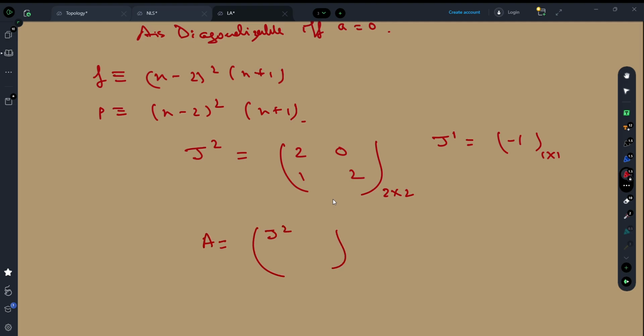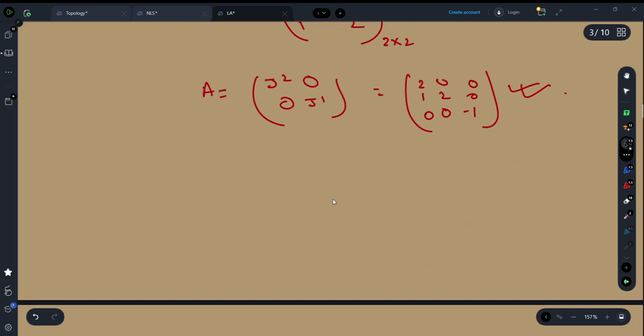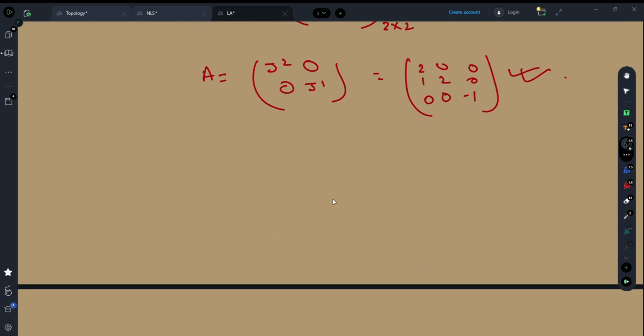The Jordan block for the eigenvalue 1 will be a 1 cross 1 matrix. It consists only of the element minus 1. So the Jordan matrix should be of the block form J2, J1. These elements are 0. So this is precisely the block 2, 0, 1, 2 and the element 1. All the rest of the elements are 0. So this should be the Jordan form. Minus 1, right? Okay. Is it clear?